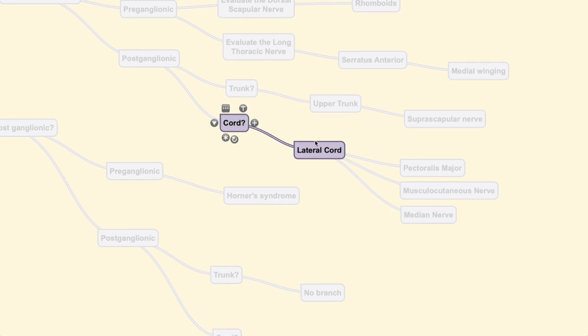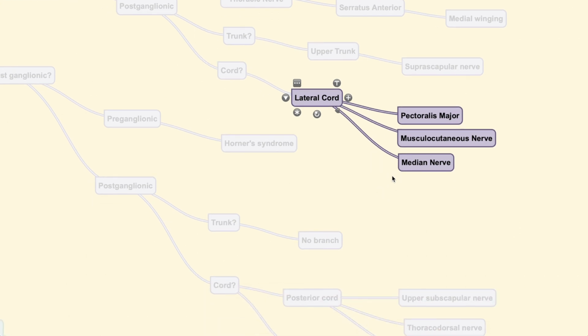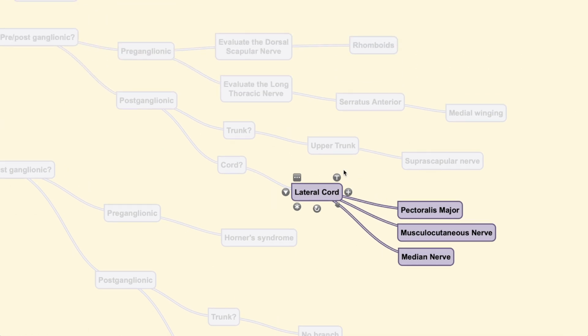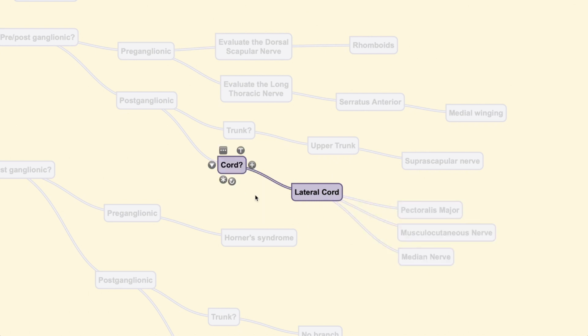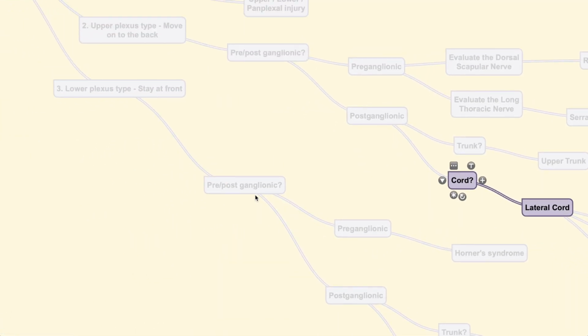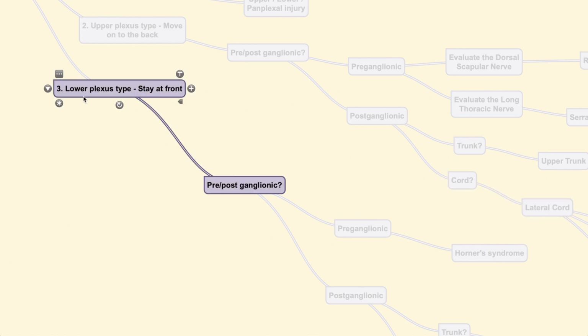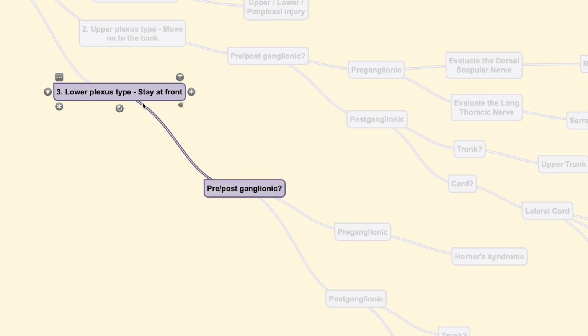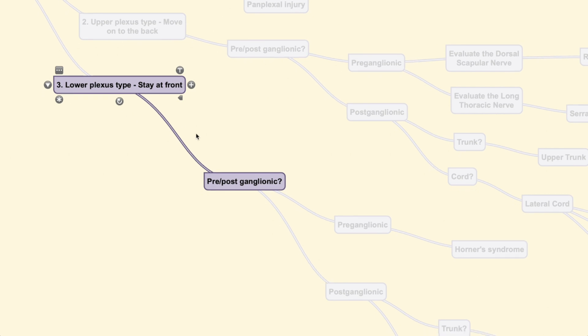Now, the cord that you can check here is the functions of the pectoralis major, musculocutaneous nerve, or median nerve. Generally, if all of these above things are normal, then the patient has a lesion over at the cord region. Now, the same thing also goes for the lower plexus, but the different thing is that what you are going to inspect mostly are the functions of the hand, and also you will be looking at the Horner syndrome.